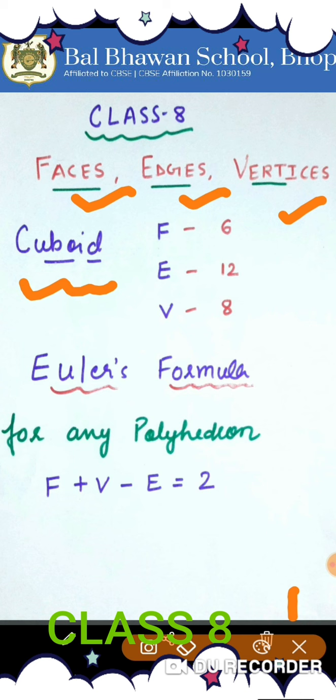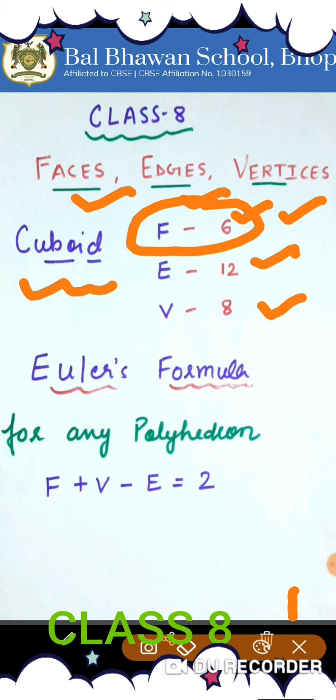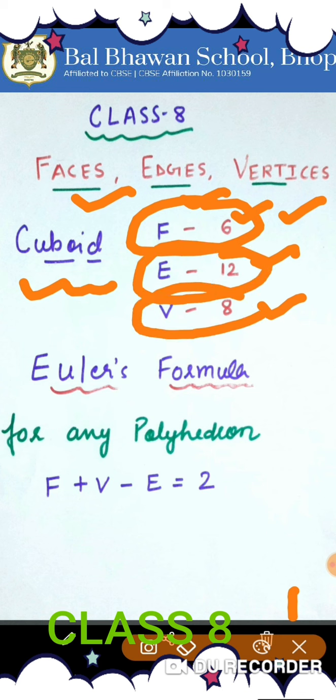Now we'll discuss how many faces, edges and vertices are there in this solid. So you all know that the number of flat surfaces in a cuboid is 6. The number of edges is 12 and the number of vertices is 8 in a cuboid, because all these are very basic concepts and you must have learnt them in your previous classes.